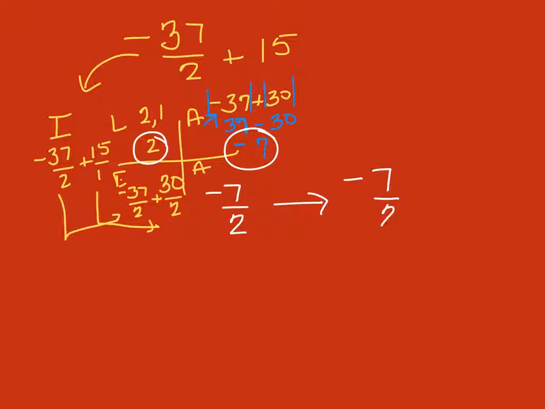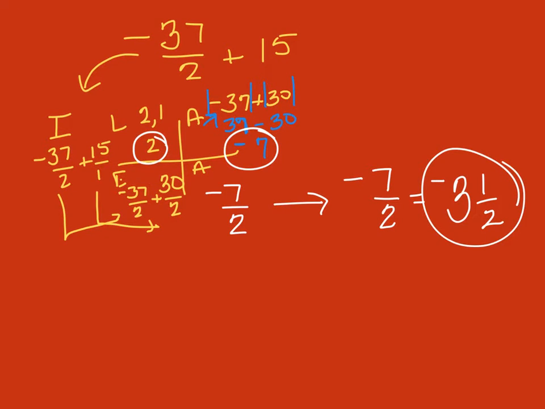Negative 7 over 2, but I do need to reduce it. That tiny little 2 can't hold up that big giant 7. So 2 goes into 7 3 times with 1 left over, so it's 3 1/2. I can't forget about the negative, and there's my final answer.